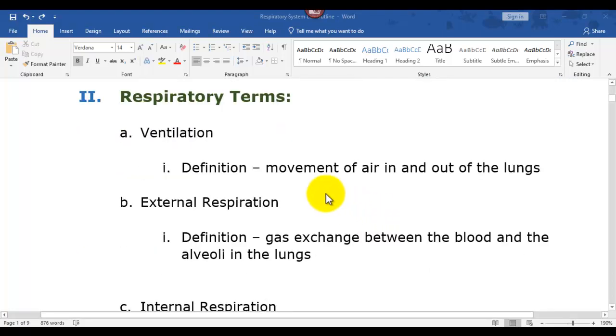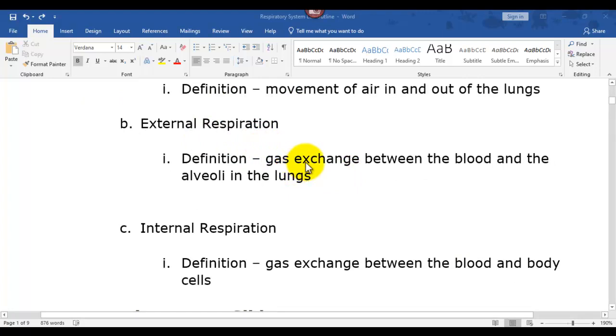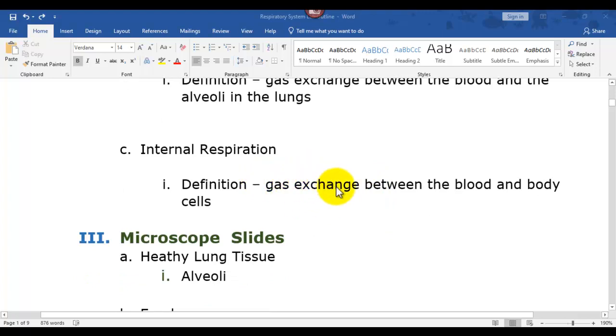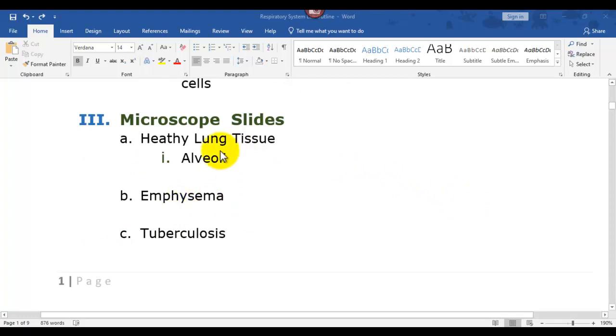So a couple of terms, well, 3 terms. Ventilation means the movement of air in and out of the lungs. The machines, ventilators, are very popular right now. Those are machines that would pump air in and out of the lungs for you. External respiration is gas exchange between the blood and the alveoli in the lungs. We covered that in more detail in the lecture, but it's simply gas exchange between the atmosphere, which ends up in the lungs, and the blood going through the lungs. Internal respiration is gas exchange between the blood and body cells. So when blood reaches the body tissues, it unloads oxygen into the cells, and that's where it picks up carbon dioxide. Okay, I have a separate video for these.